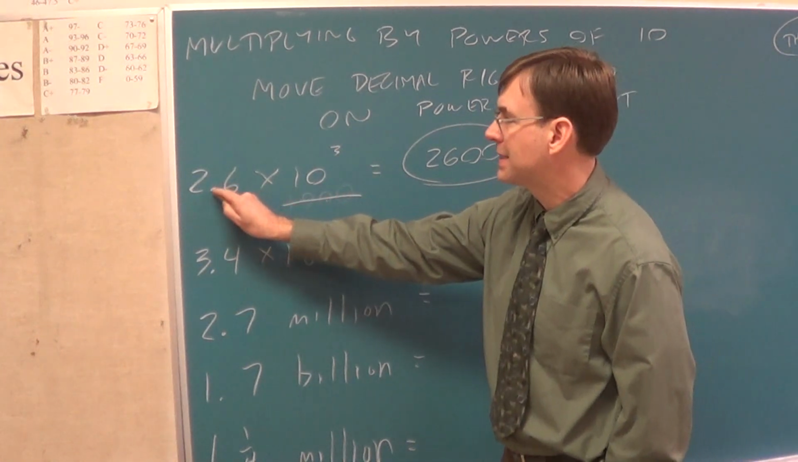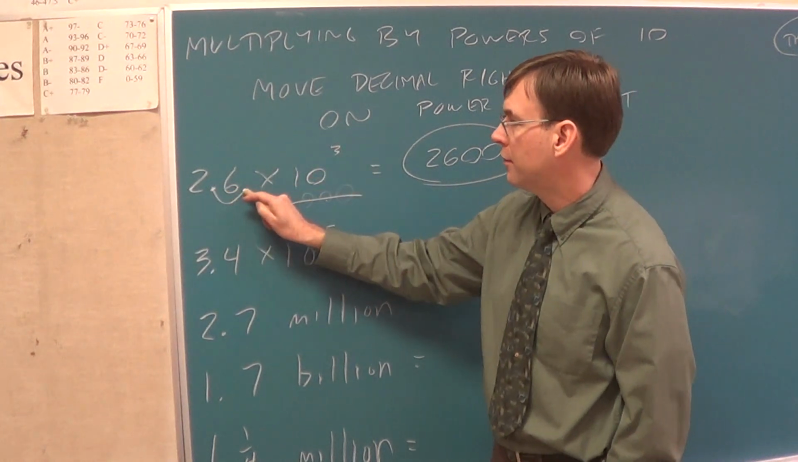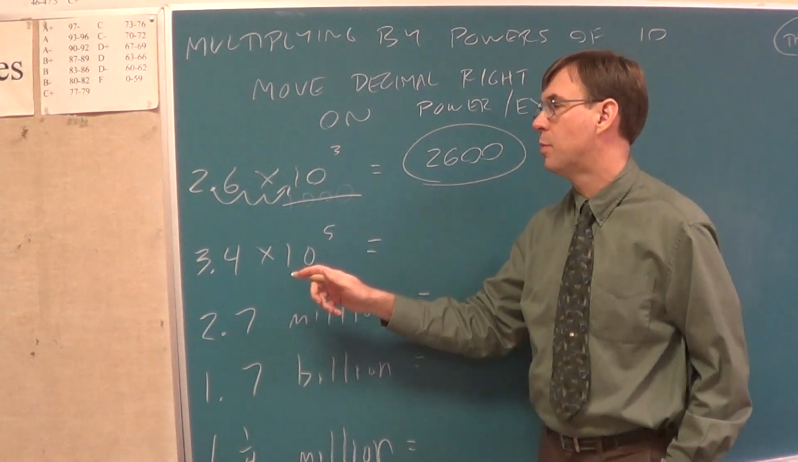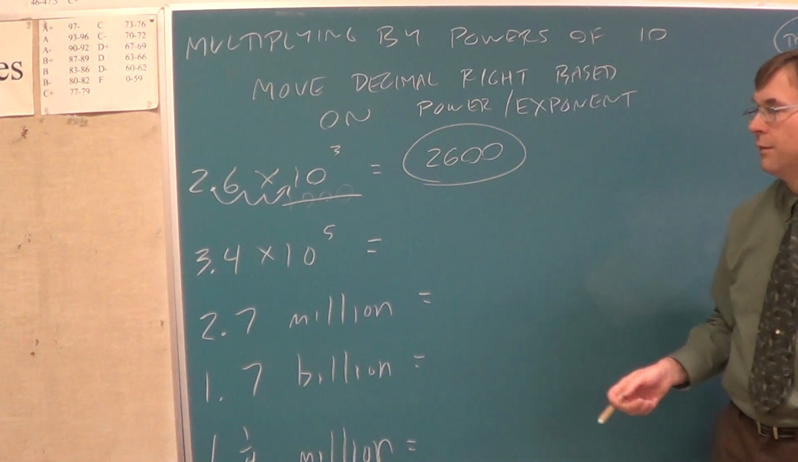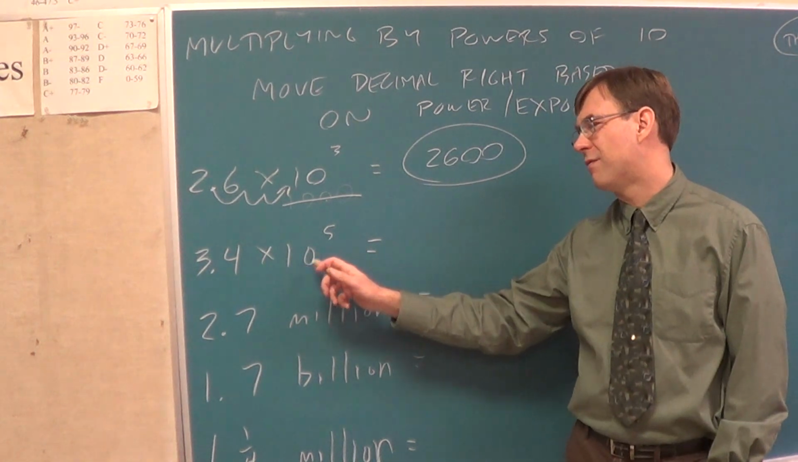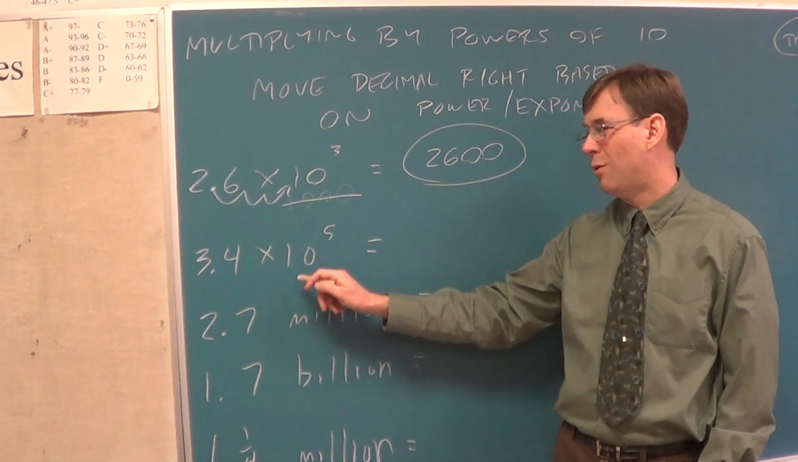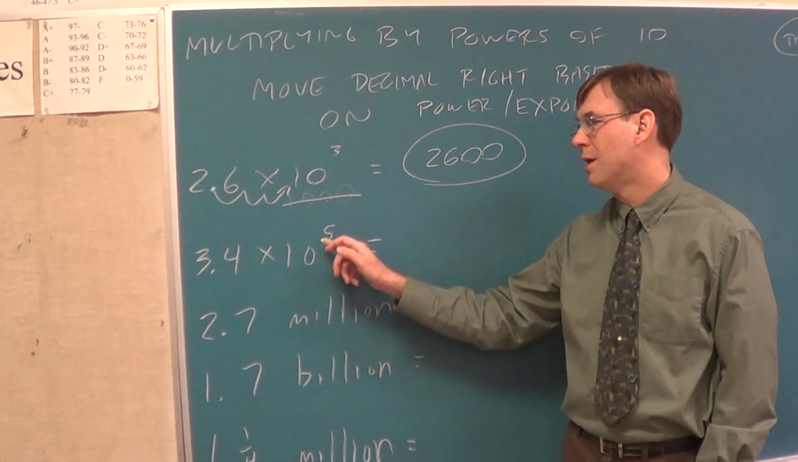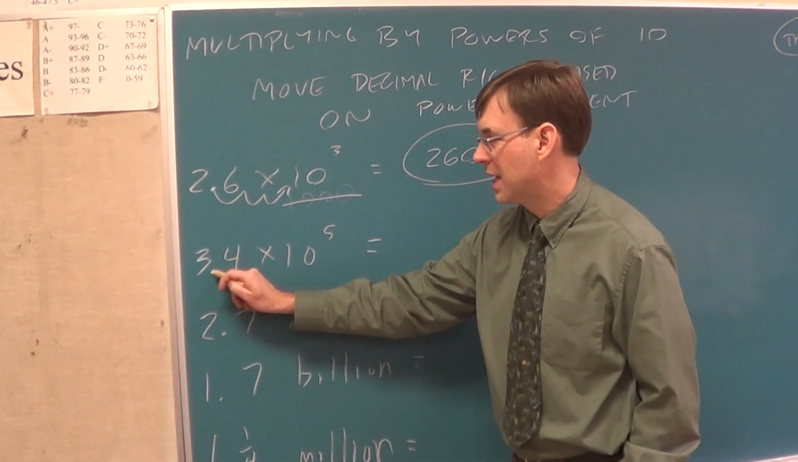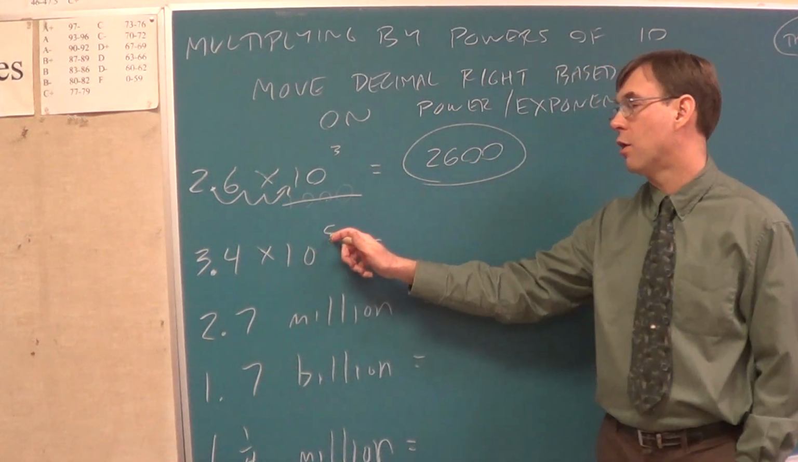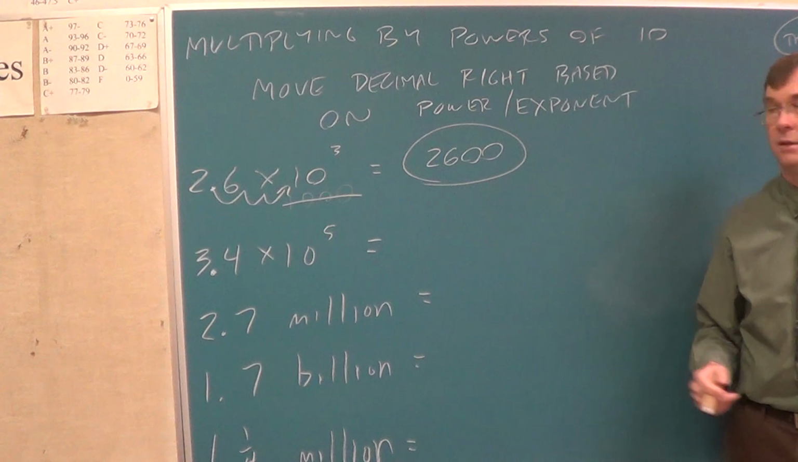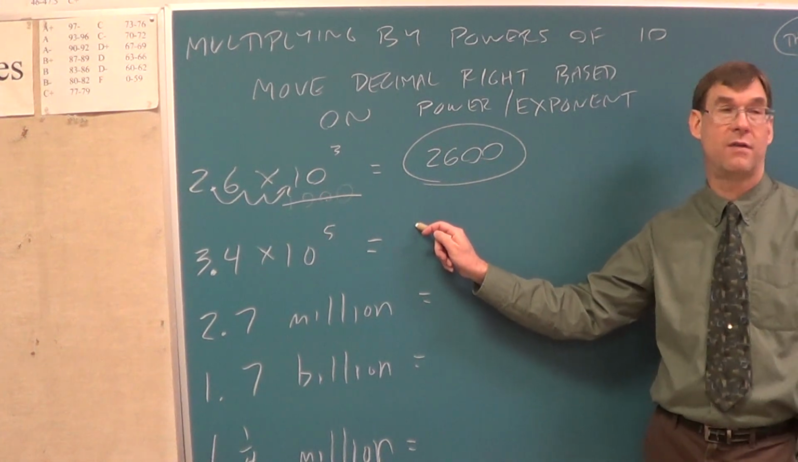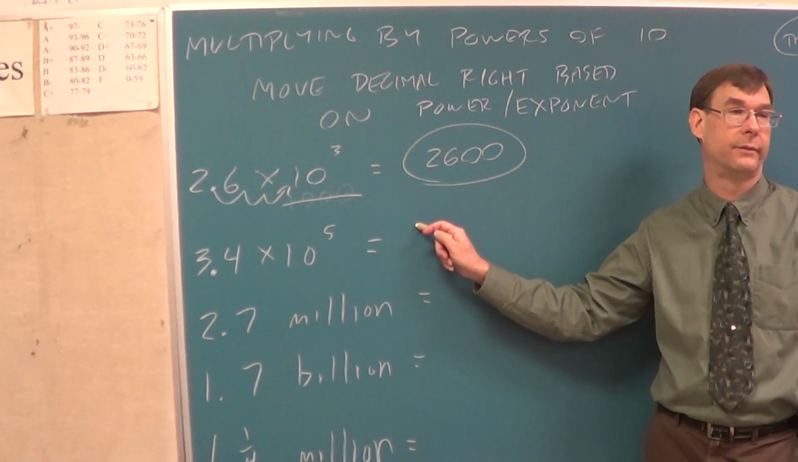So this 2.6 with the 10 to the third, we're just going to move right 3 spots, and that's going to get us 2,600. So 3.4 times 10 to the fifth, if you wanted to write out what 10 to the fifth is, you could, but it's not really necessary. Just take the decimal, and we're going to go right 5 spaces, because there's a power of 5. Somebody, if you're going to write 5 spaces, what's that going to look like?